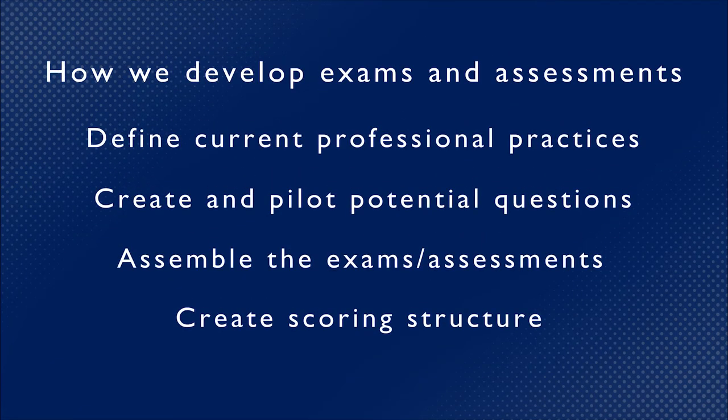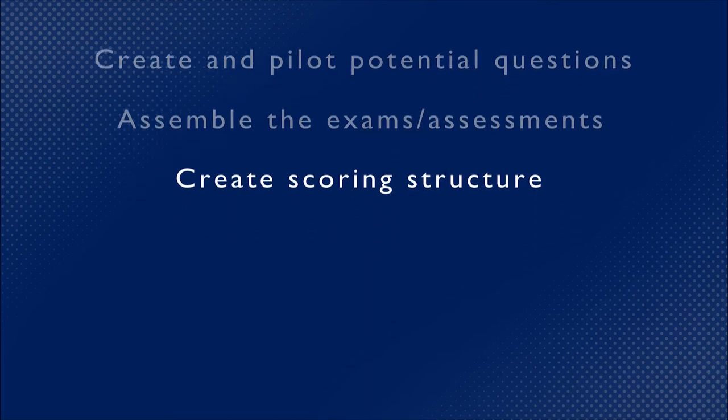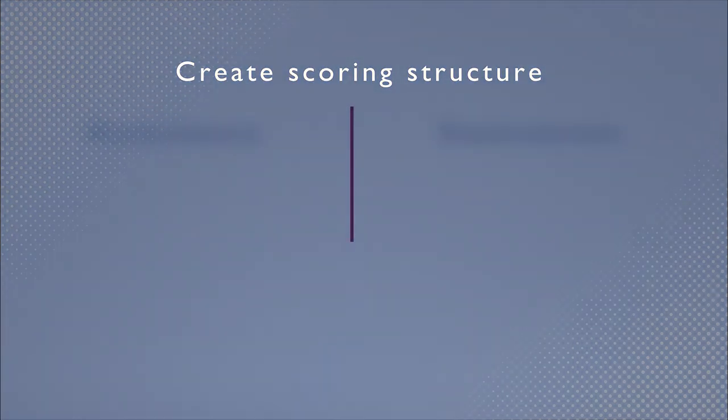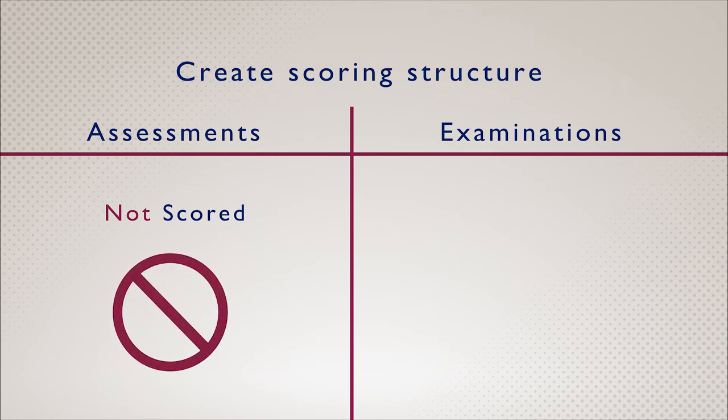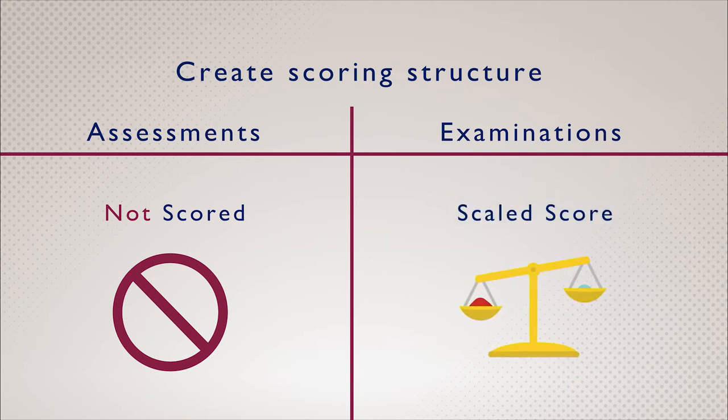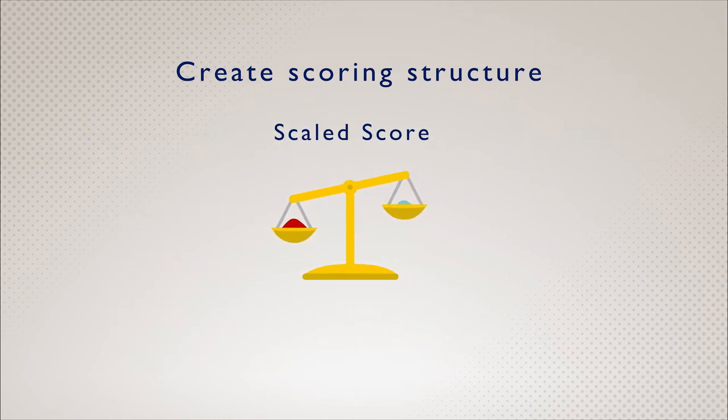The last step of the development process involves scoring. Here's where exams and assessments split paths. We don't score the assessment that RTs take for their continuing qualifications requirements, the structured self-assessment, because candidates don't pass or fail it. For certification and registration exams, we use a comprehensive scoring method called scaled scoring. It adjusts for differences in difficulty across various exam versions.